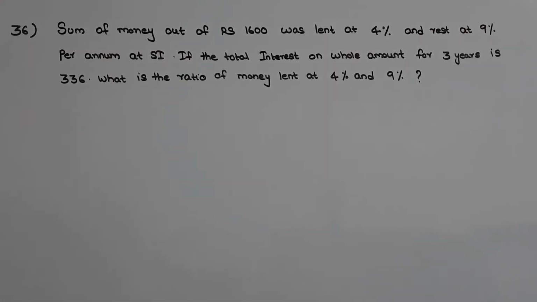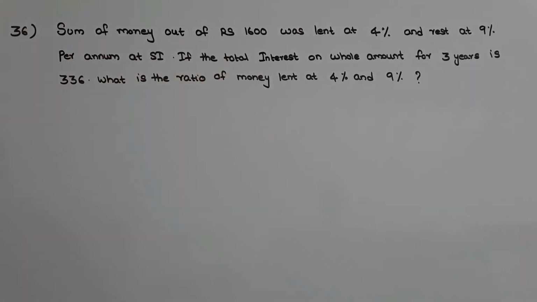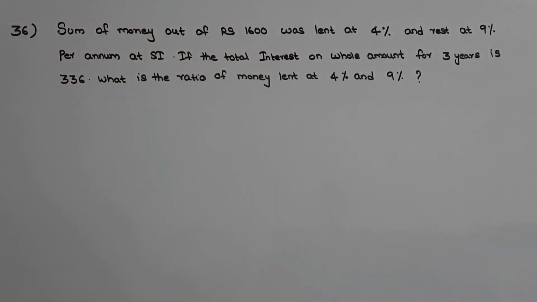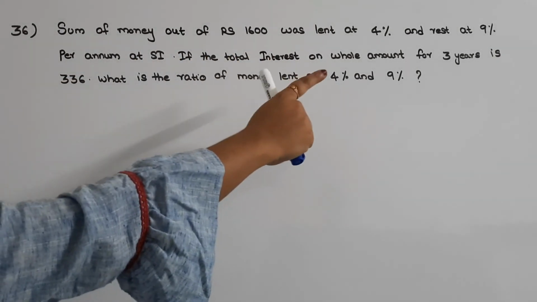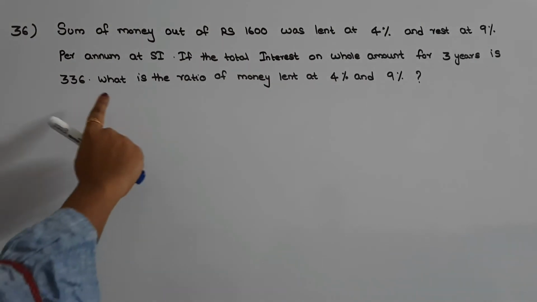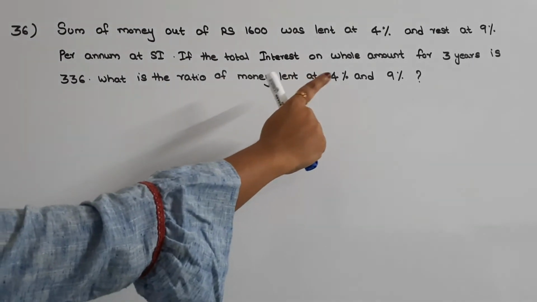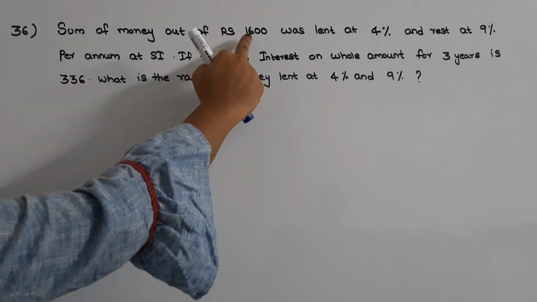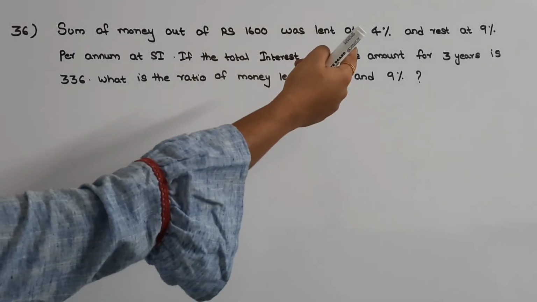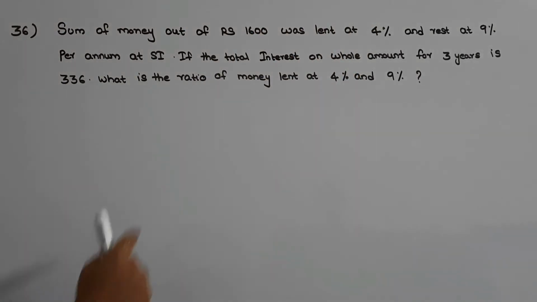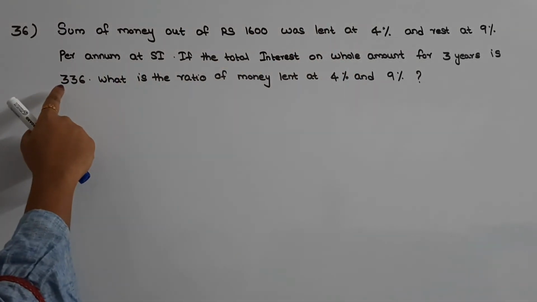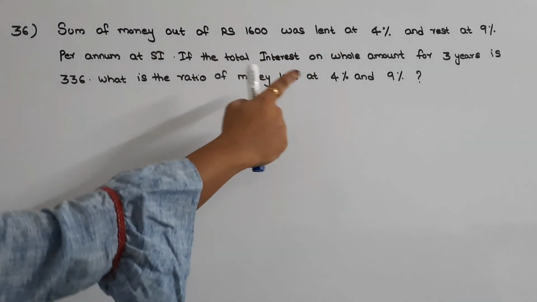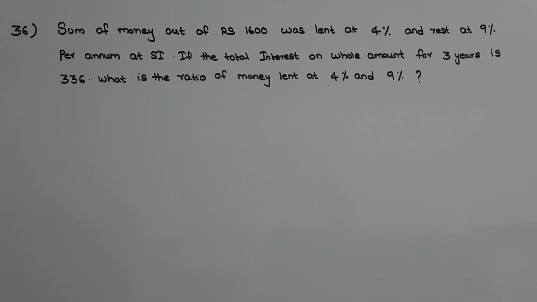The next question is, sum of money out of rupees 1600 was lent at 4% and rest at 9% per annum at simple interest. If the total interest on whole amount for 3 years is 336, what is the ratio of money lent at 4% and 9%? So in this question they are telling that a particular amount is lent at 4% and the remaining part of it is lent at 9%. And the total interest on the whole amount is given as 336 for a time period of 3 years. We need to find out the ratio of money at 4% and 9%.